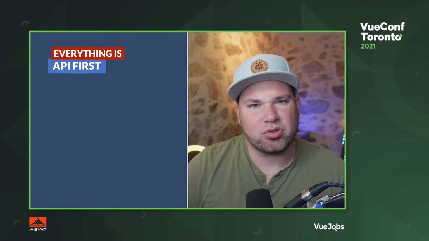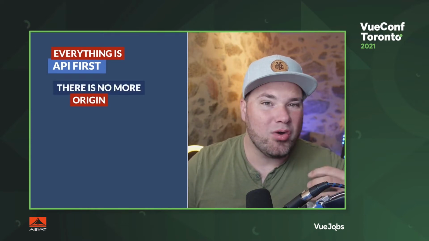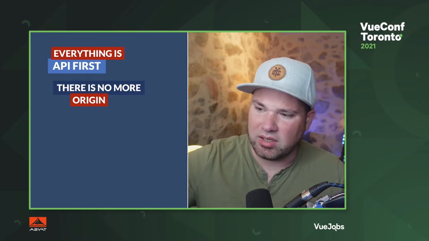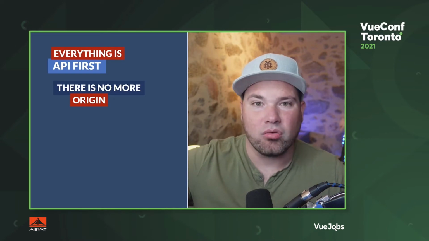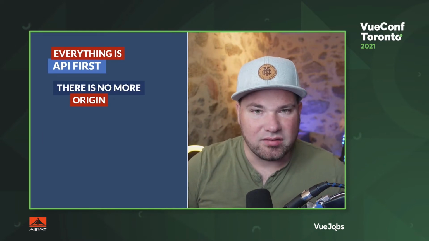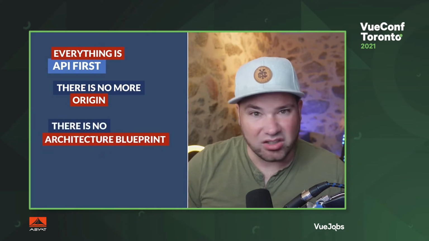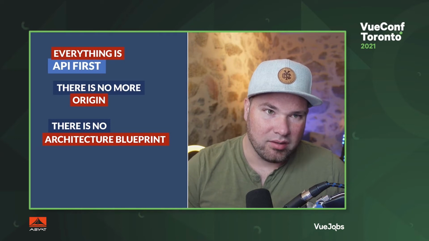And so we have to normalize it because everything is going to be API first from now on. There will be no more origin servers. There will be no more centers of the universe that you connect to, tells you what to do, and then you render. It will just not exist. And so because of that, there is not really an architecture blueprint, right?